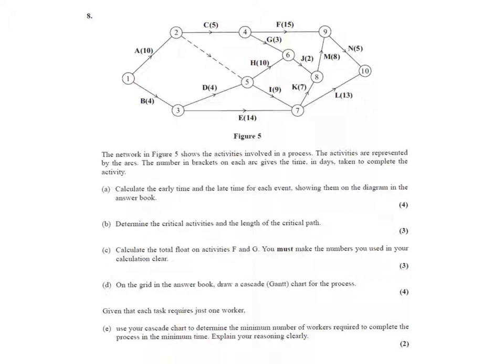no delays. Now part A asks us to calculate the early time and the late time for each event, showing them on the diagram in the answer book. And we need to determine the critical activities and the total float. So we'll go on to the next slide to see what sort of diagram you get given in the exam.